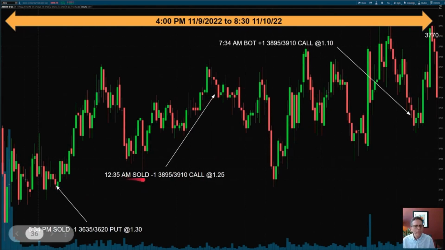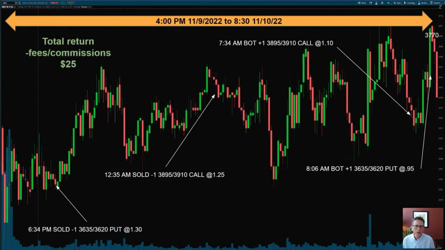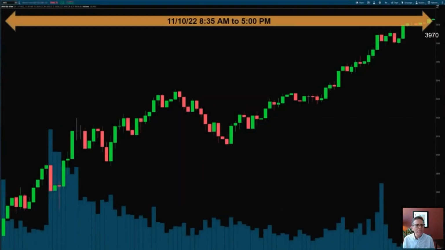So I bought the call back. So I sold it. I bought it back for $1.10. Small profit, and then closed the put spread for 95 cents. So basically small profit. And again, my trades now are much better. This was in November.